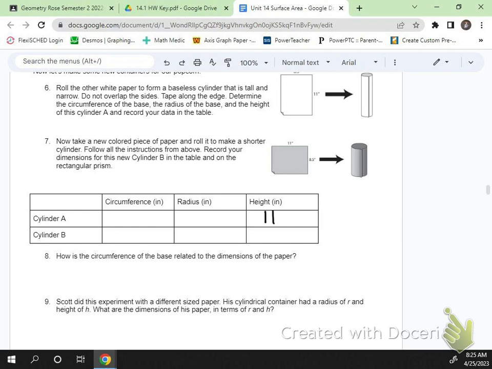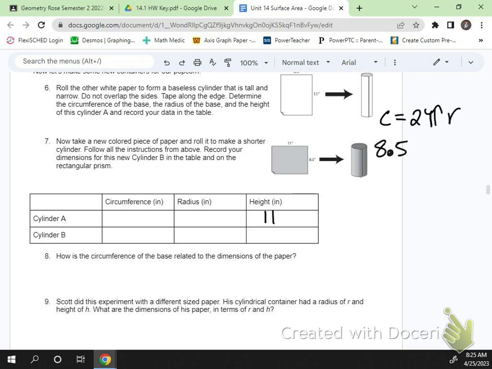And now I need to find the radius, guys. I do know the circumference equation. I need to find the radius. How does this help me? Do I know anything about the circumference? What's the circumference? What side of the paper did you roll up? 8.5. So I know circumference is 8.5.